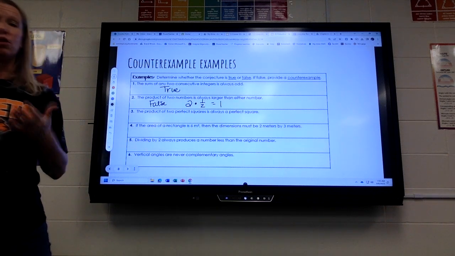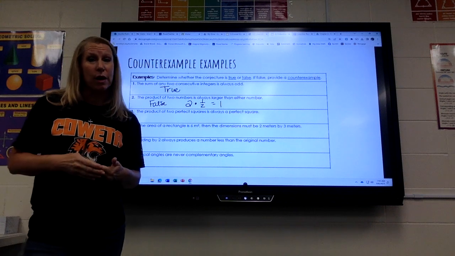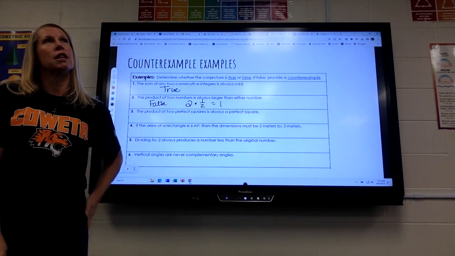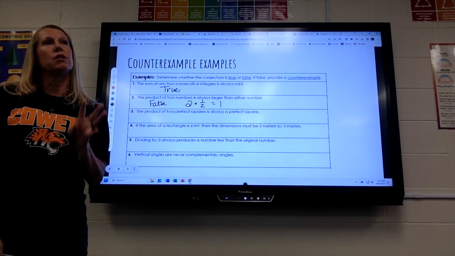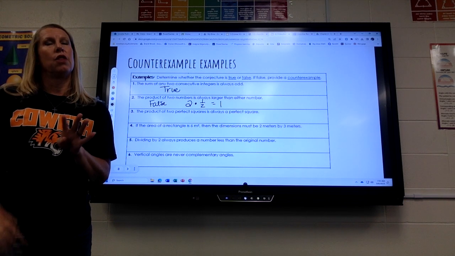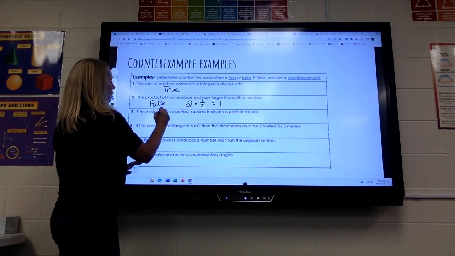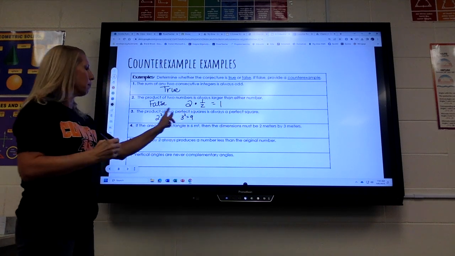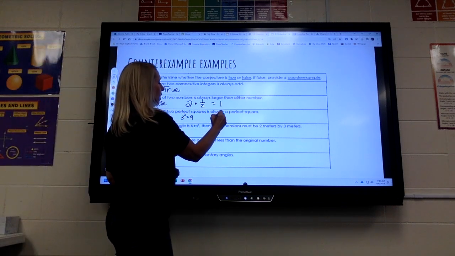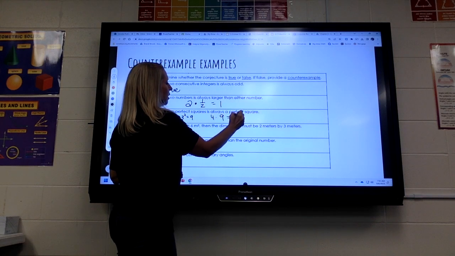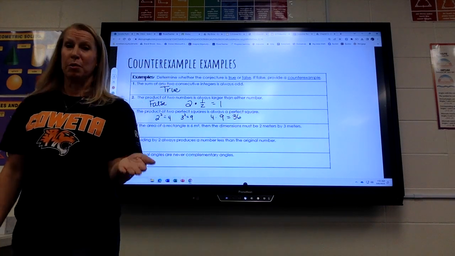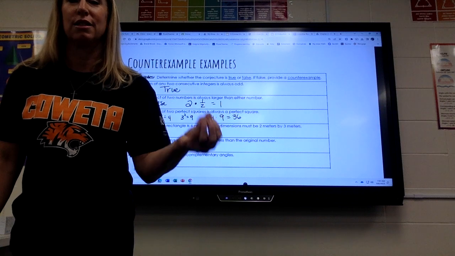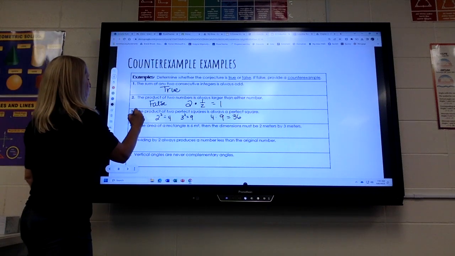The product of 2 perfect squares is always a perfect square. So let's think about that. 2 squared is 4. 3 squared is 9. If I multiply 4 times 9, I get 36, which is a perfect square because 6 times 6 is 36. So that one is true.